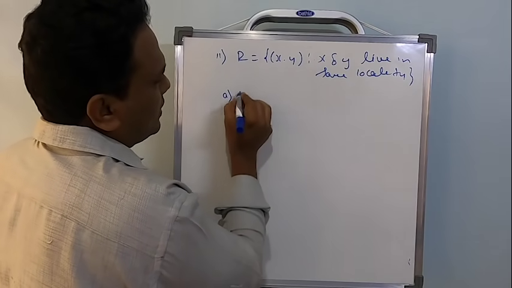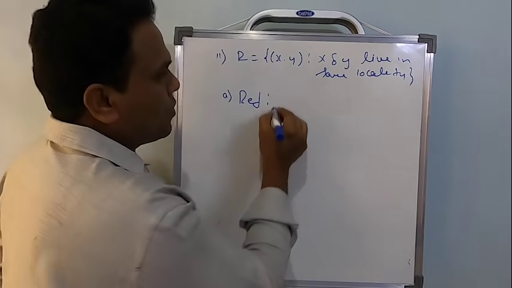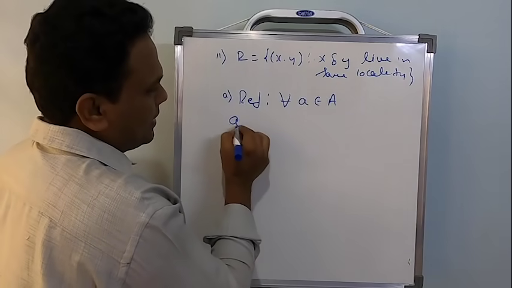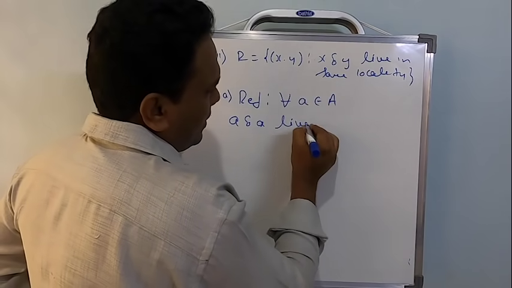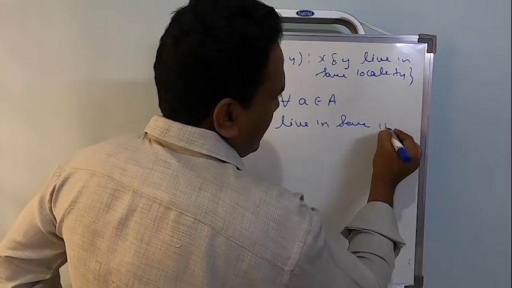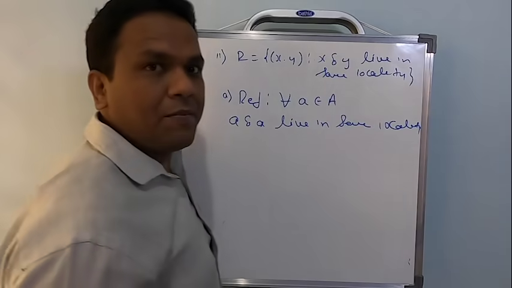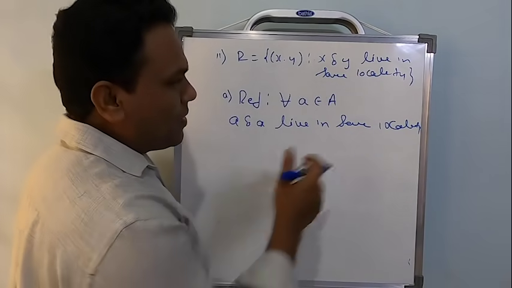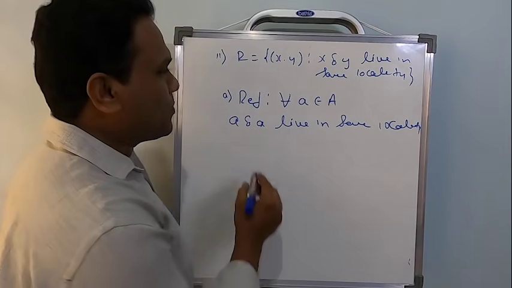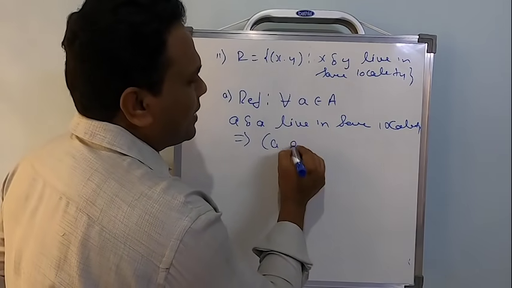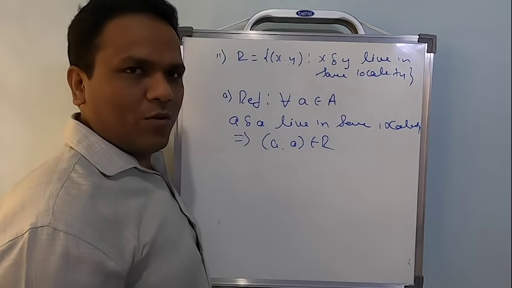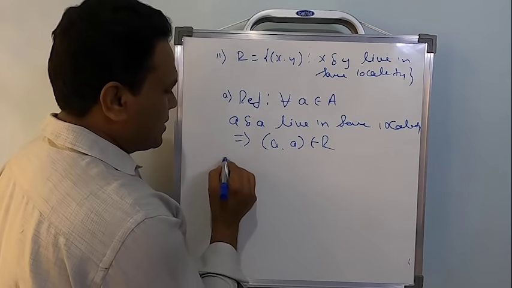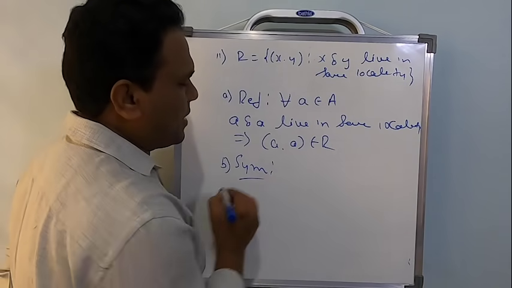So, first thing we have to discuss is reflexive. For every element A belongs to A, can I say that A and A live in the same locality? Is it possible to say? Yes, it is possible. Me and myself will live in the same locality. So from this I can say that the ordered pair A comma A belongs to R, right? Neatly, step by step.